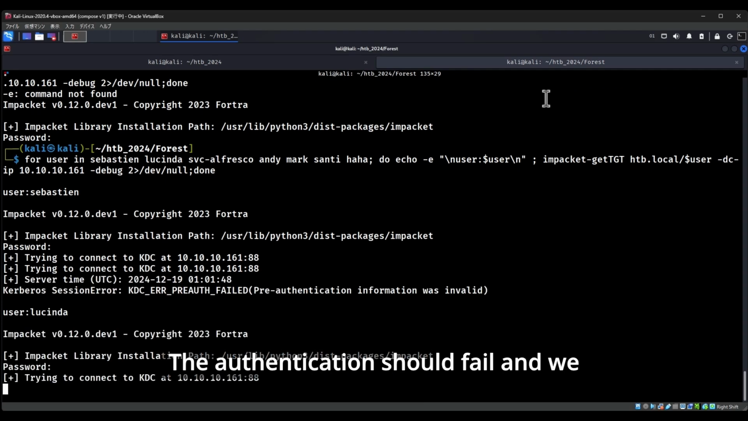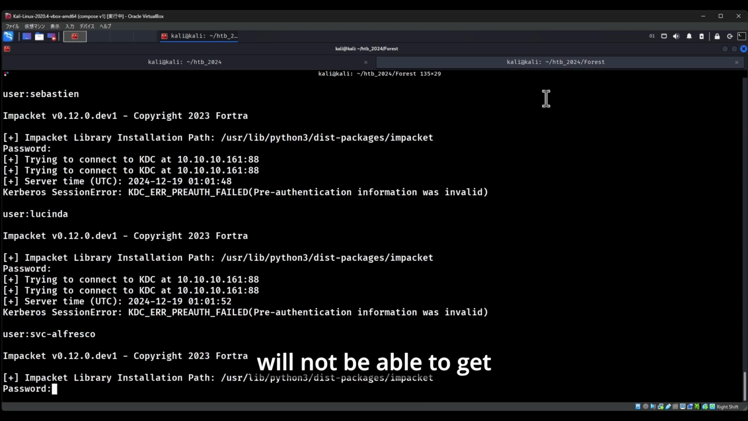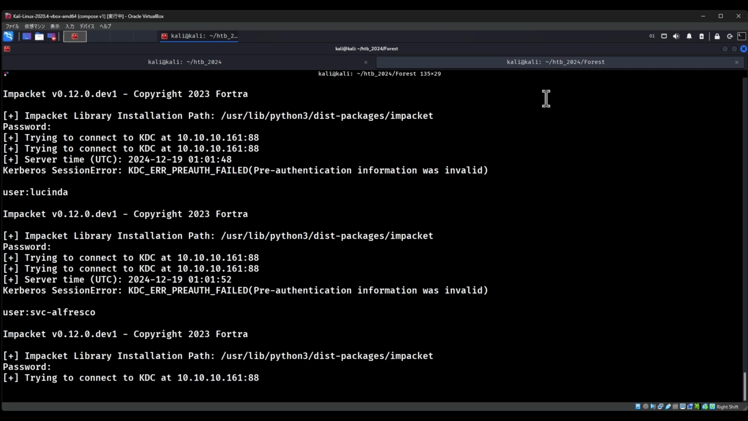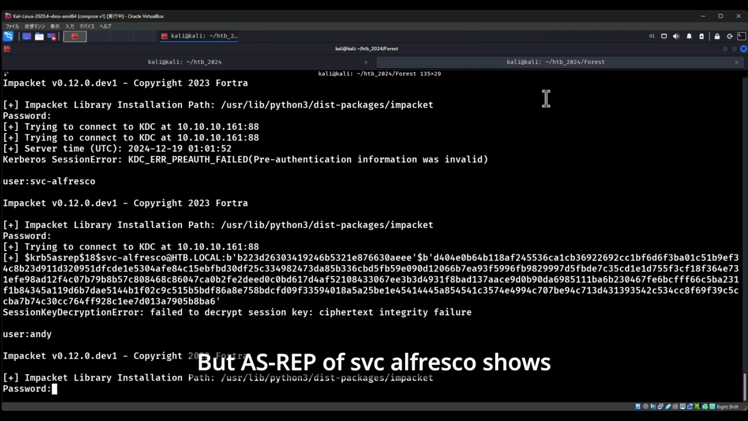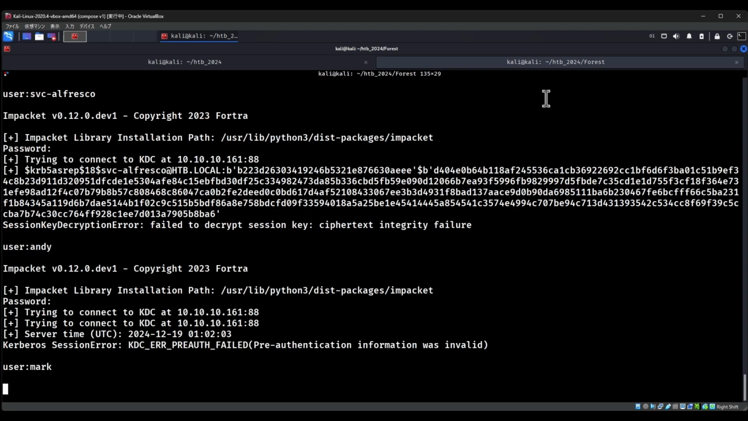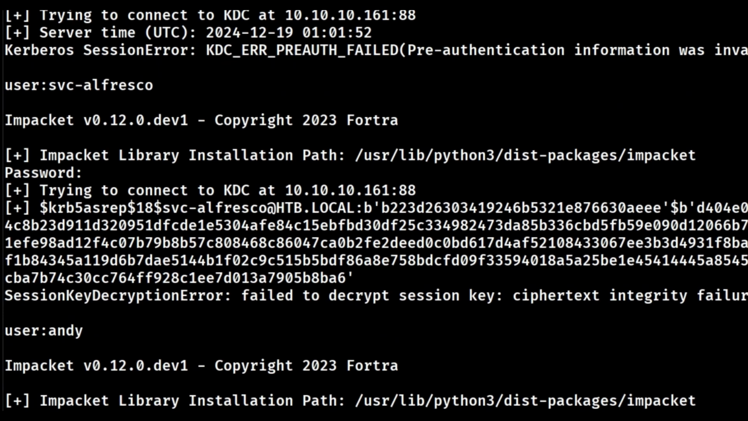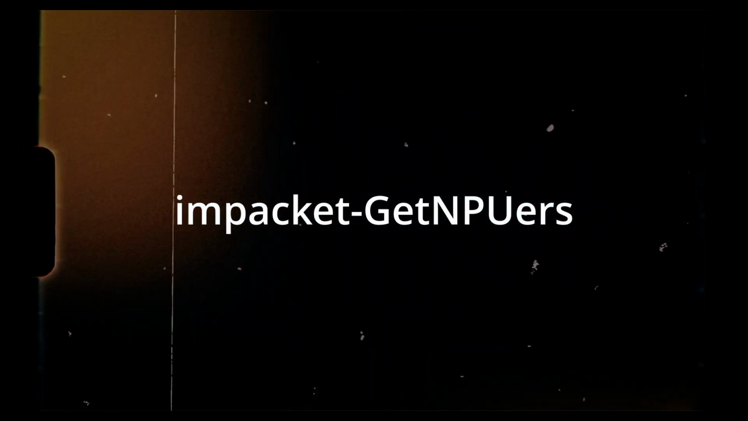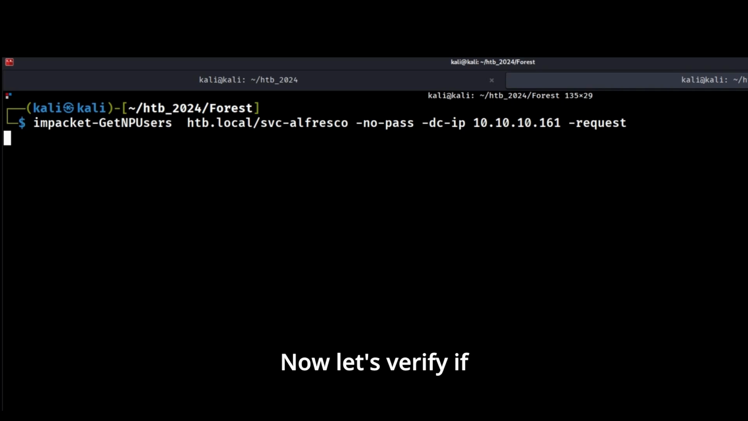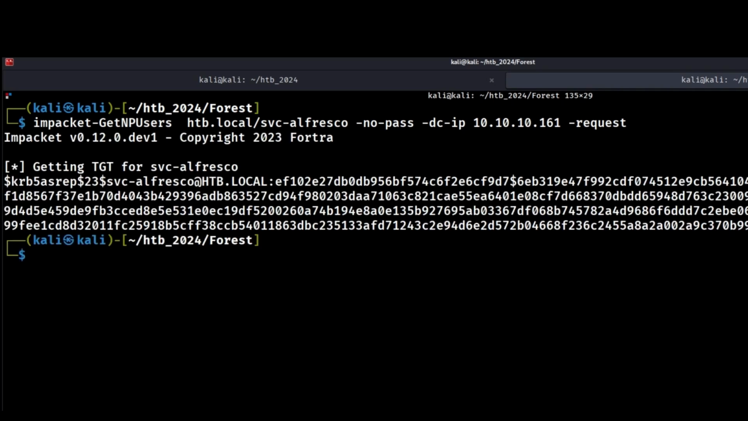The authentication should fail and we will not be able to get a TGT because we don't know the password. But the AS-REP of svc-alfresco shows interesting information. This should be the hash, and I think svc-alfresco doesn't require pre-authentication. Now let's verify if our findings are correct.